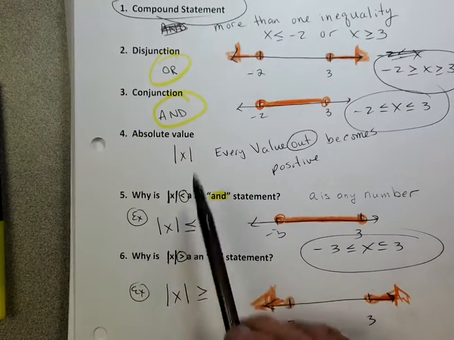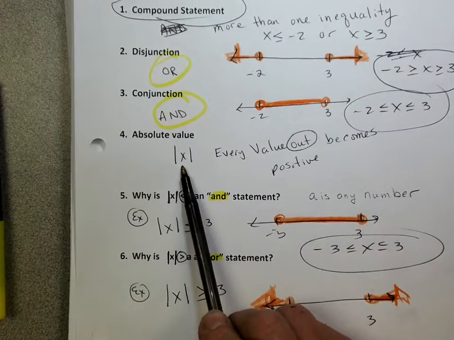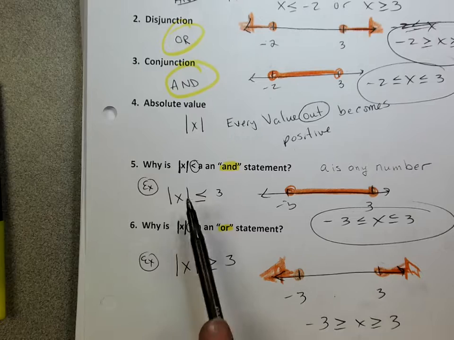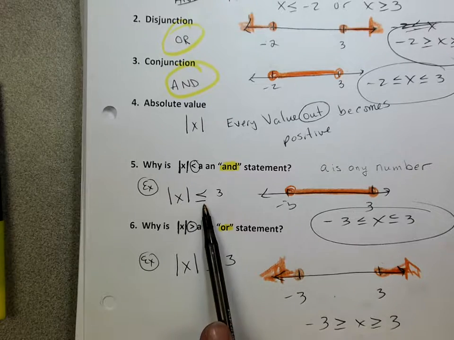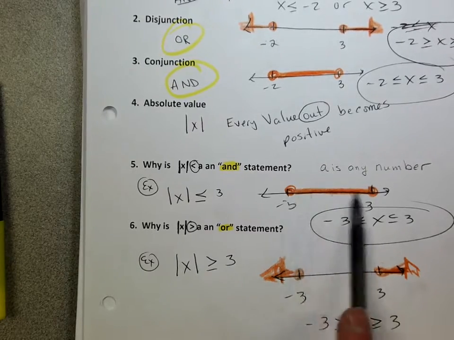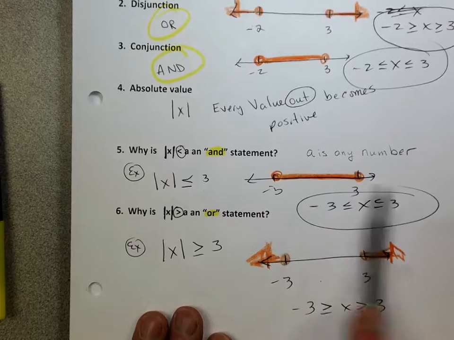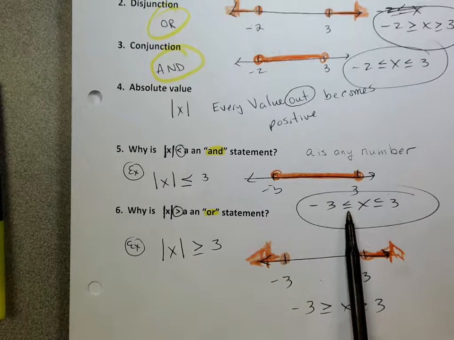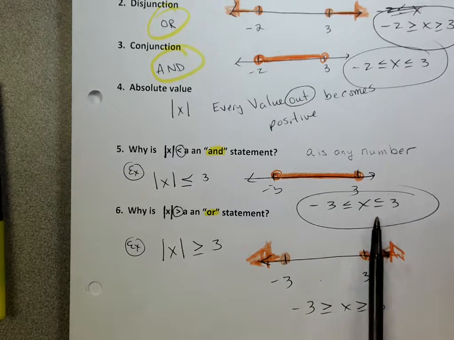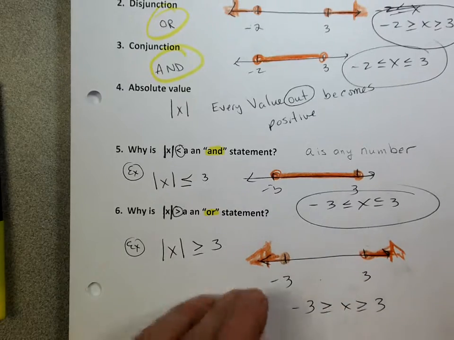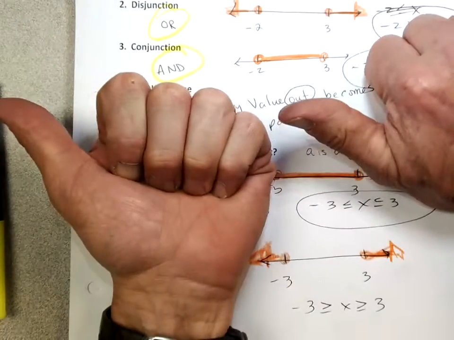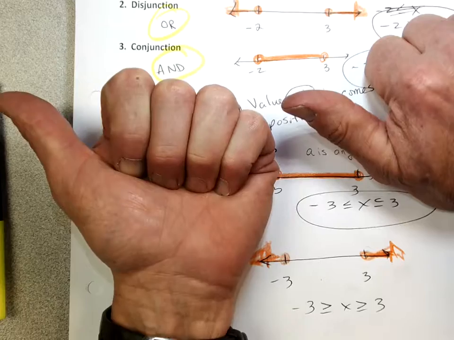Absolute value, we know that with absolute value, everything that goes in comes out positive. The graph of the absolute value of x is less than or equal to 3 includes everything in between 3 and -3. Okay, that is a conjunction. We can write it as a compound statement. -3 is less than or equal to x, which is less than or equal to 3. Again, if you shade in between, make both inequality signs point to the left, okay?